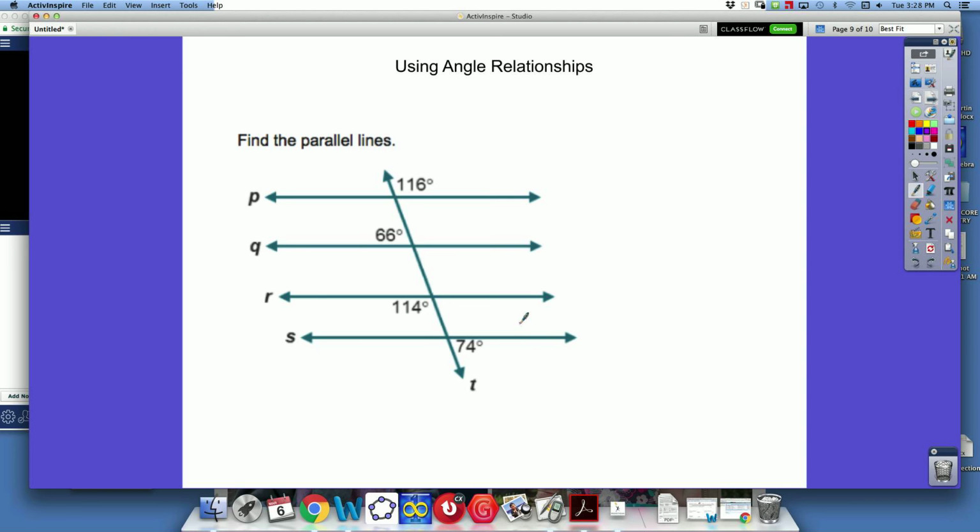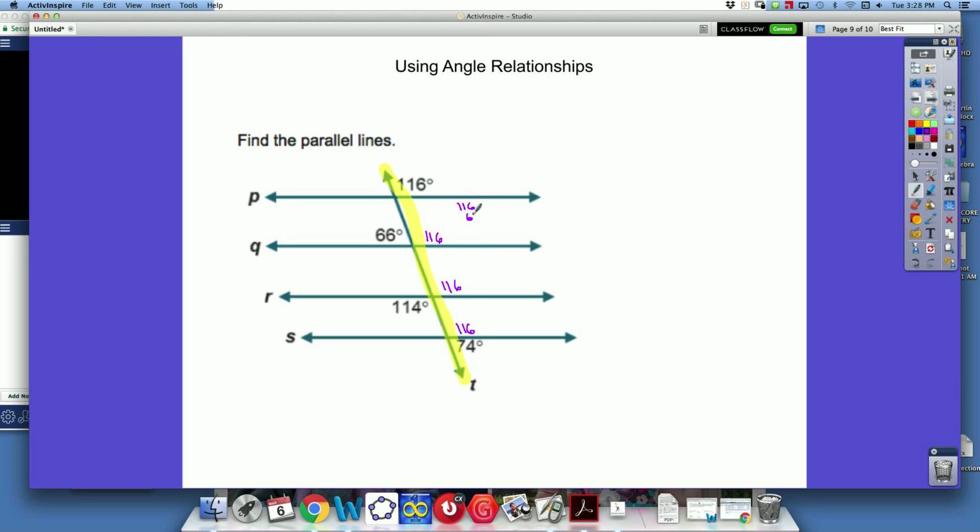This one's kind of the same. They want to know which lines are parallel. So I know if this is 116, let's go ahead and highlight my transversal. Not the best highlighting job, but it works. If this is 116, I know all the corresponding angles down along the line should also be 116. And now I can check and add this way.